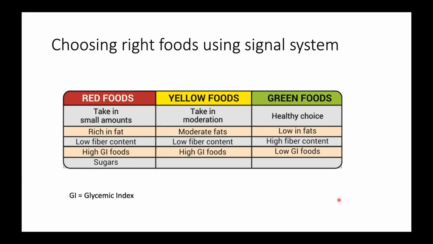It is important to note that we have to choose foods which are good for the heart. Healthy choices, the green foods, are low in fat, high in fiber content, and low GI foods, and they should be taken in plenty. Then there are yellow foods, which should be taken in moderation: moderate fat, low fiber content, and high GI foods. And red foods are to be curtailed: rich in fat, low in fiber, high glycemic index, and sugars.